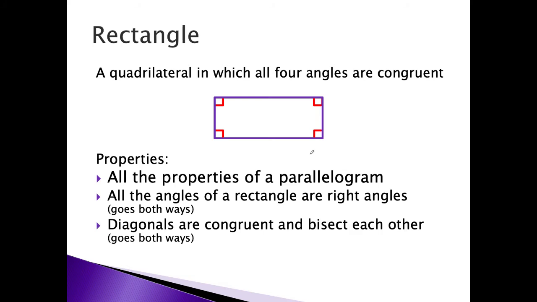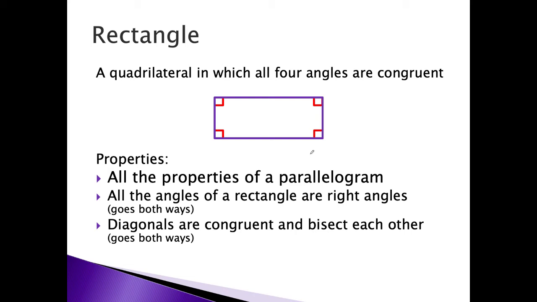And if all the diagonals are congruent and bisect each other, then it's a rectangle. If they're congruent and bisect each other, then I know it's a rectangle. It goes both ways. So if I want to show something is a rectangle, then I can show that the diagonals are congruent and that the diagonals bisect each other if I know nothing about the angles.